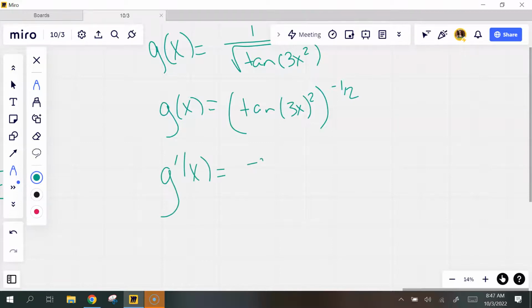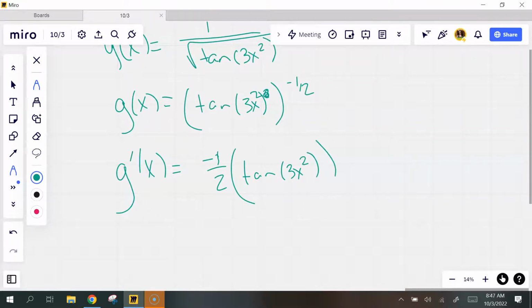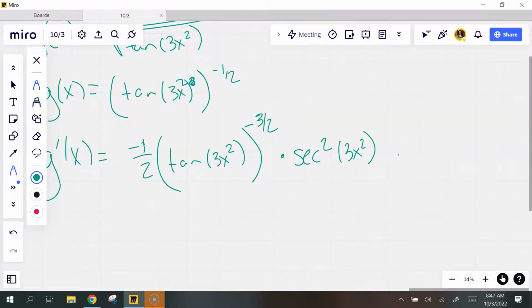So negative 1/2 times the tangent of 3x squared to the negative 3/2. Now derivative inside, what's the derivative of tangent? Secant squared. Now the derivative of inside.